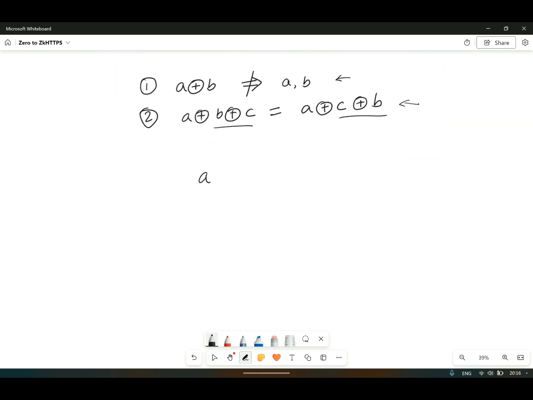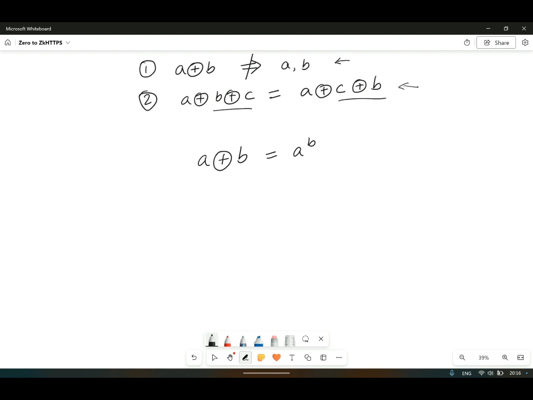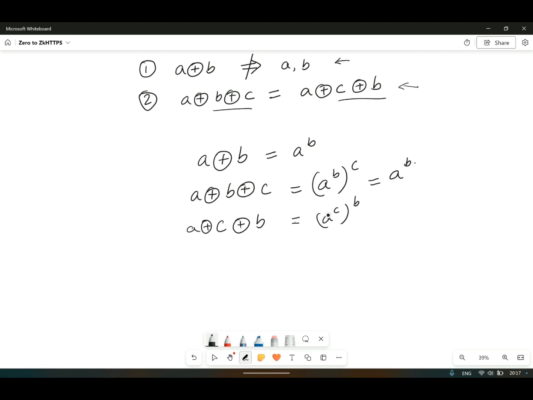Let's look at that. Let's say A operated on B is A to the power B. Let's look at the second property first. A operated on B operated on C is equal to (A to the power B) whole to the power C, and A operated on C operated on B is equal to (A power C) whole power B, right? So (A power B) whole power C is equal to A to the power of B times C, and this is equal to A to the power C times B, and both of these are exactly equal to A power BC. So the second property definitely holds, but does the first property hold?